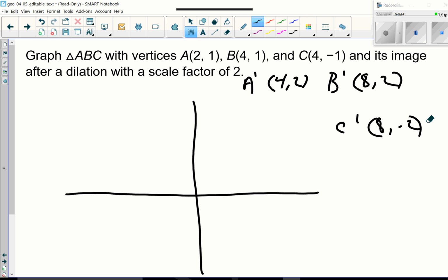Again, you should be doing this on graph paper. You should have already grabbed graph paper. If you haven't, hit pause, go ahead and grab some graph paper. I'm going to graph the original here though, so go ahead and hit pause. If you graph the original pre-image and image.